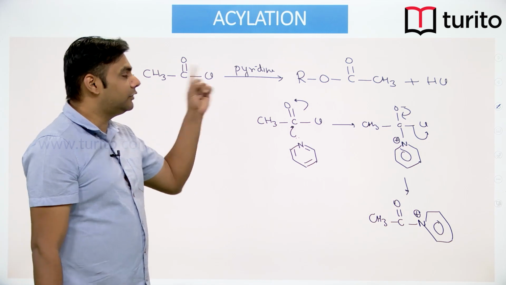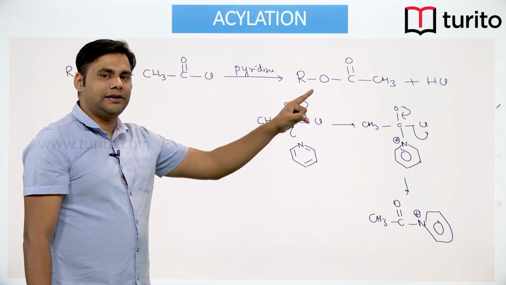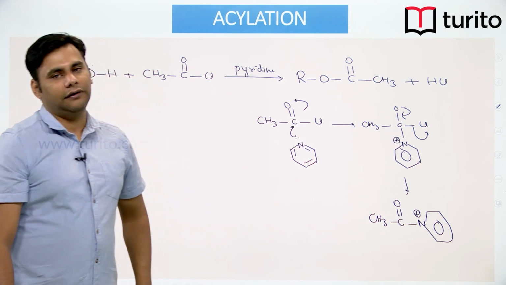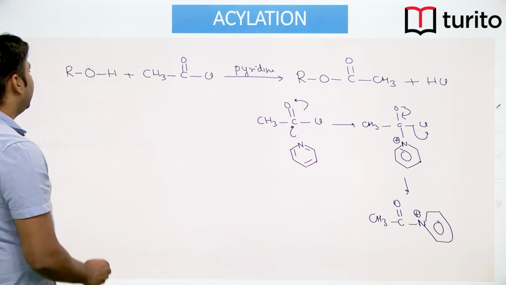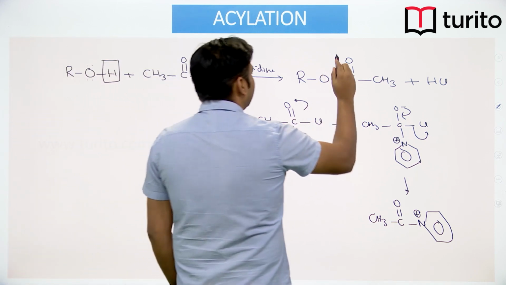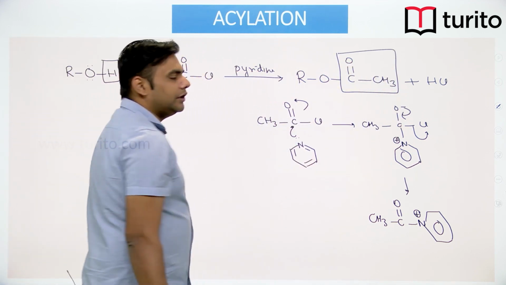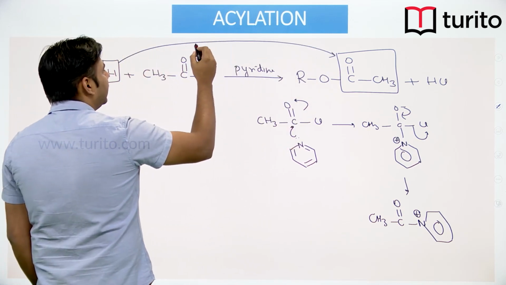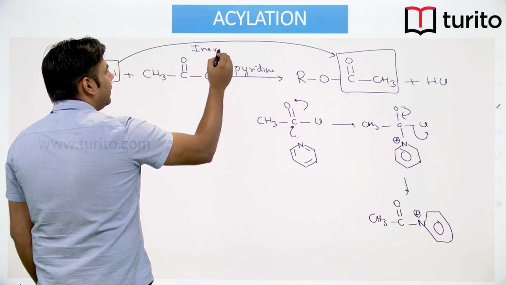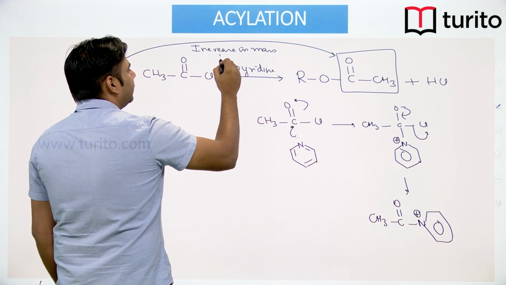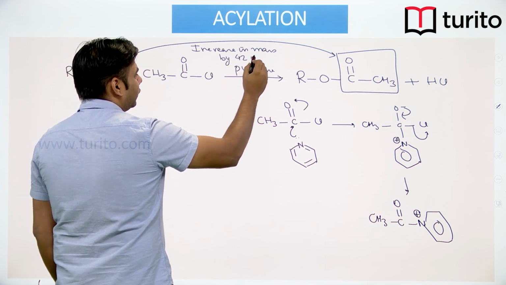So basically pyridine is doing two things. It is neutralizing the HCl that is coming out. Also it is replacing the Cl with a much better leaving group. Okay. So we already know that in this reaction a hydrogen is replaced by C double bond O CH3. So when this is replaced by hydrogen, there is an increase in mass by 42 units. Okay, so I have already done a question on this.